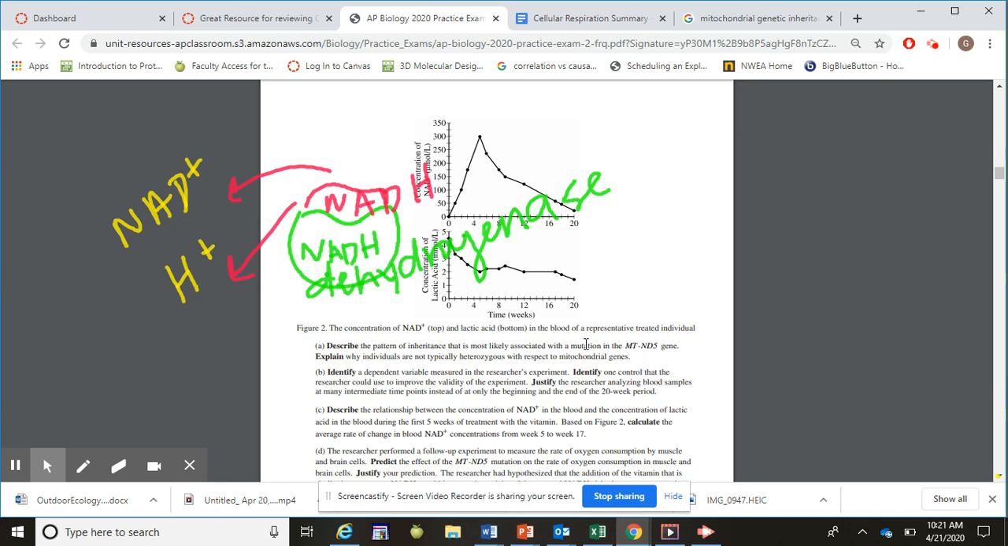But it's important to know and make yourself a note that mitochondrial genes and mitochondria are inherited through the mother. So they're maternally inherited. So describe the pattern of inheritance most likely associated with that. If it's found in the mitochondria, it's probably mitochondrial inheritance that is inherited through the mother. And explain why individuals are not typically heterozygous, because you only get one copy of that from your mother. And so it's not a paired chromosome, it's just an individual chromosome.